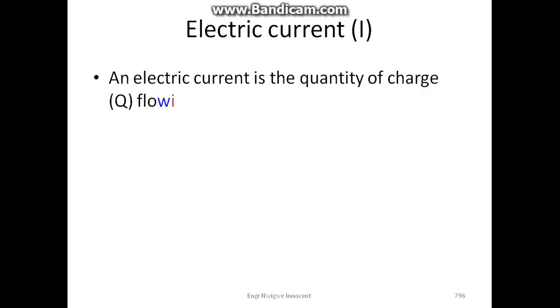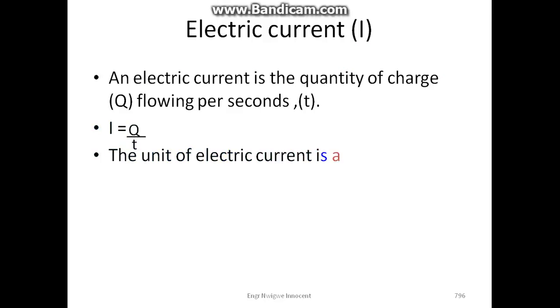Electric current, I. An electric current is the quantity of charge Q flowing per second t. I is equal to Q over t. The unit of electric current is ampere, A.